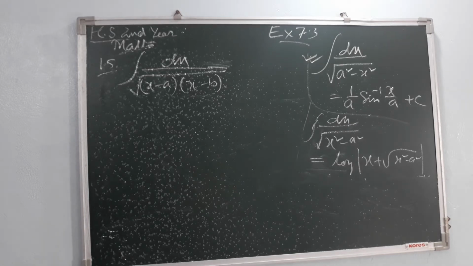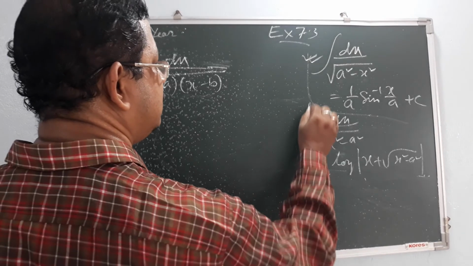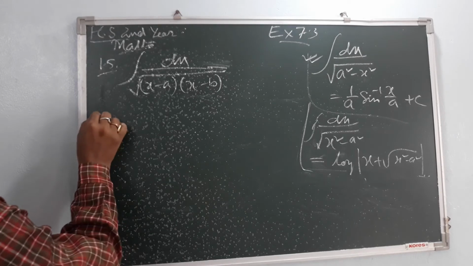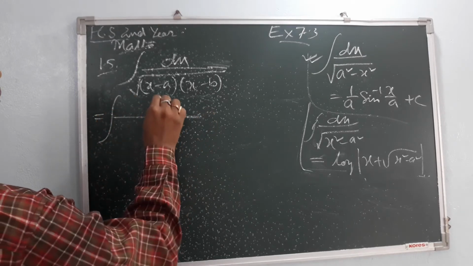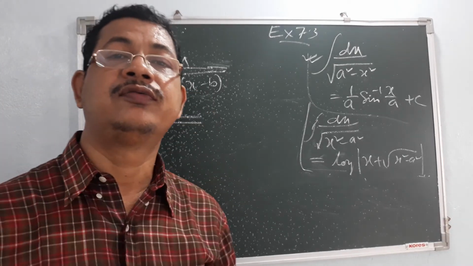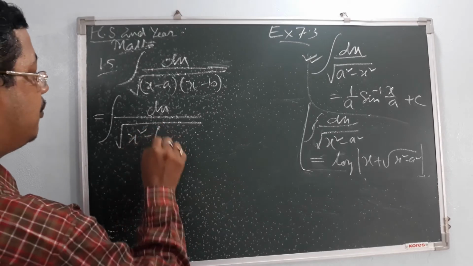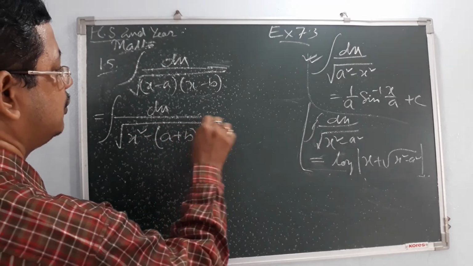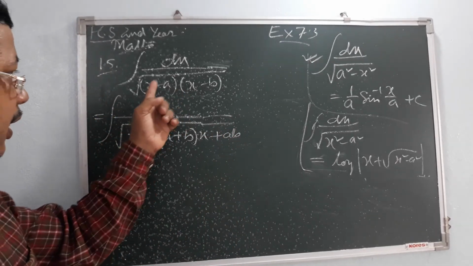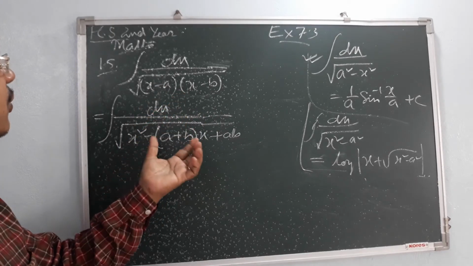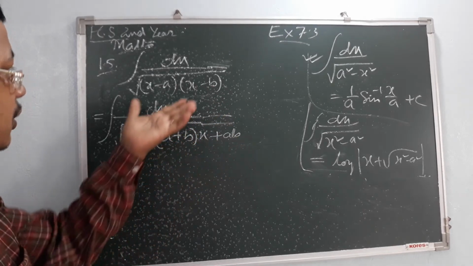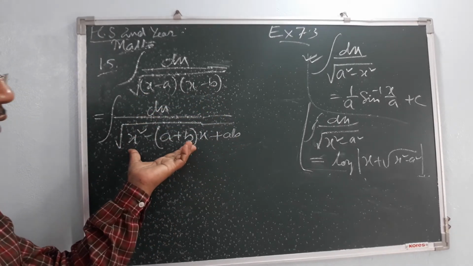Suppose we will use this; how we can use it: first, a modification, a transformation of this one. Integration dx divided by, now if I break this one as per knowledge of class 8, it will be x square minus a plus b into x plus ab. See, I have broken it: x into x is x square, x into minus b, minus a into x gives this term, then minus a minus b is plus ab. So this is what we get after multiplication.